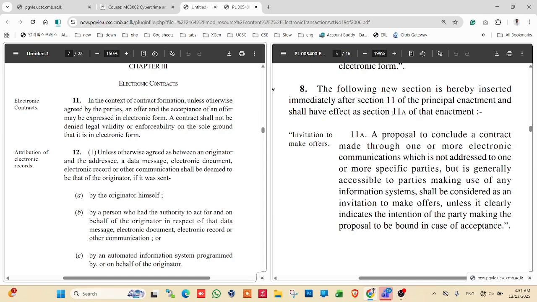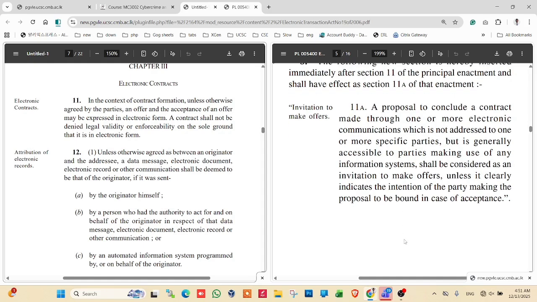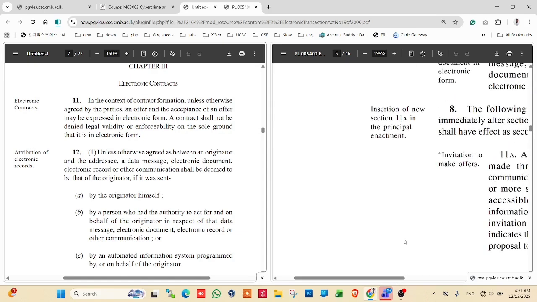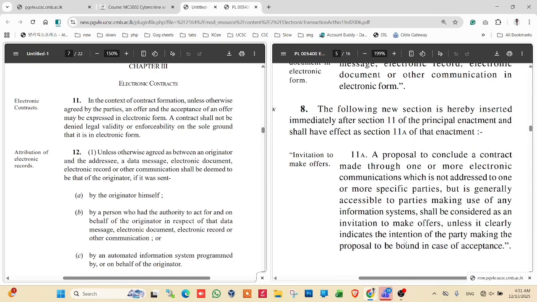11A is basically this: a proposal to conclude a contract made through one or more electronic communications which is not addressed to one or more specific parties but is generally accessible to parties making use of any information system shall be considered an invitation to make offers unless it clearly indicates the intention of the party making the proposal to be bound in case of acceptance. Can you tell me why this clause is there? We discussed this. I explained what invitation to treat is.